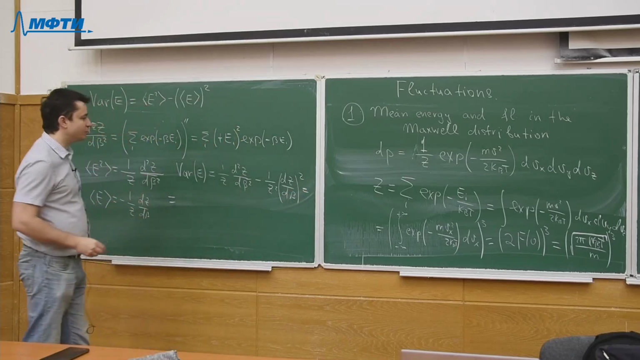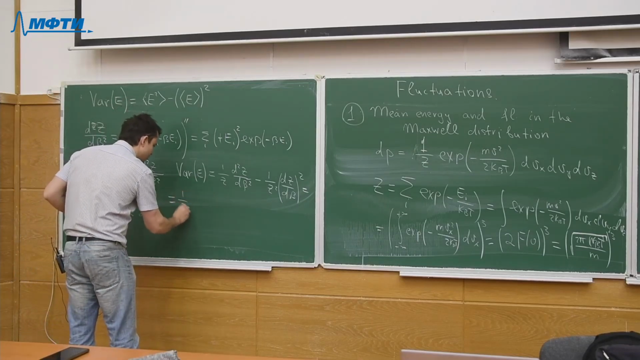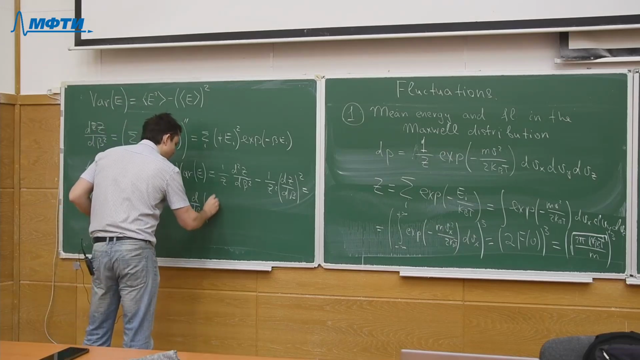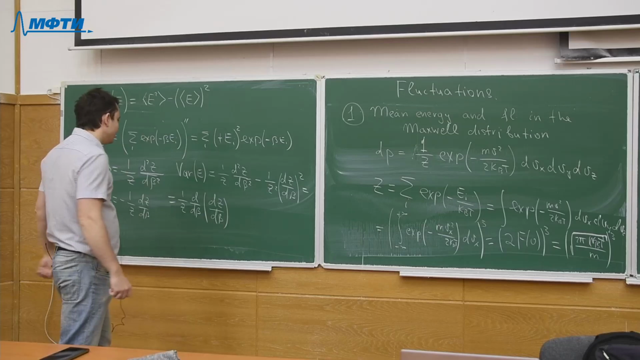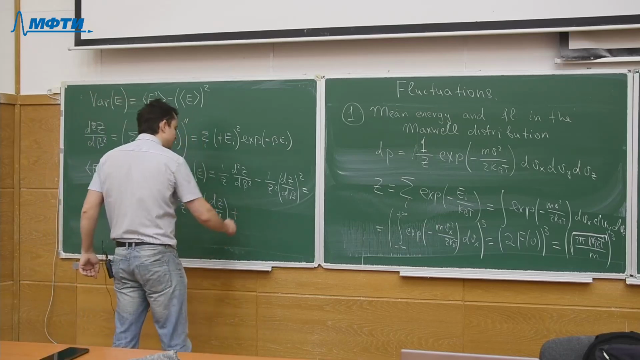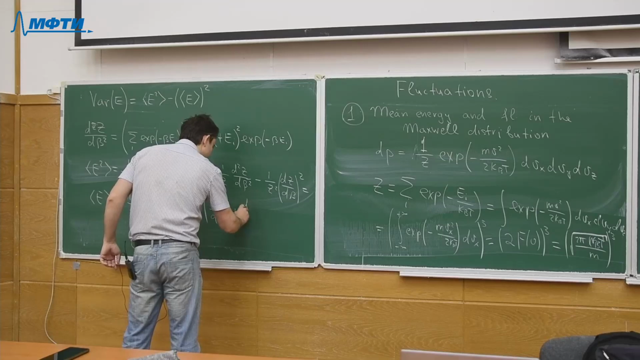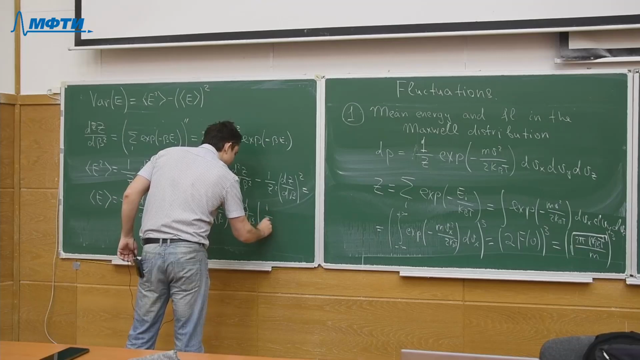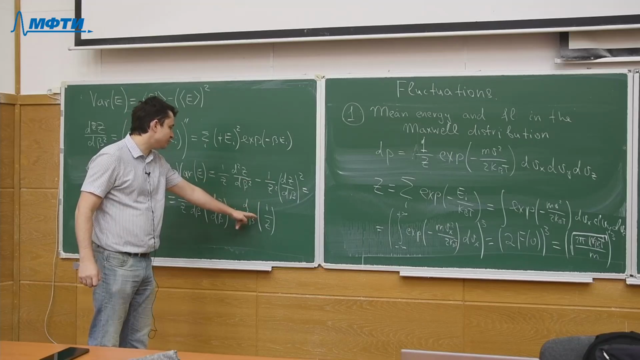So to show you explicitly how it works, I'm going to write it as follows. This is 1 over z times d over d beta of dz over d beta. Then I add d over d beta of 1 over z. So essentially, if you calculate this, that would give you minus 1 over z squared times dz over d beta.